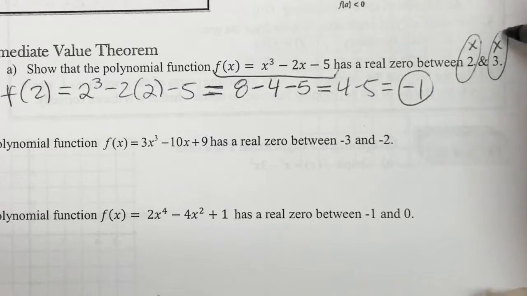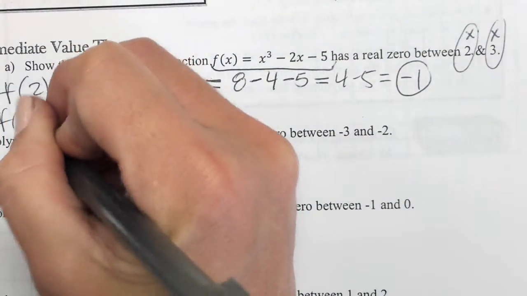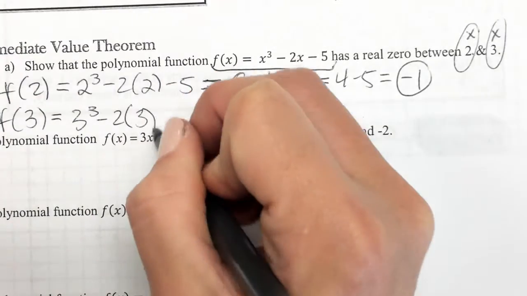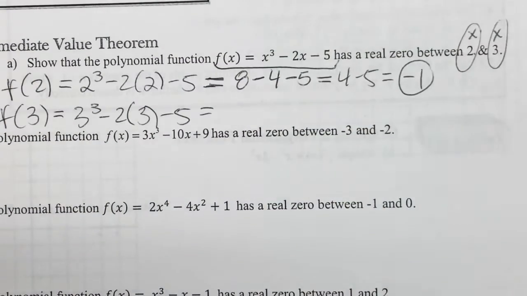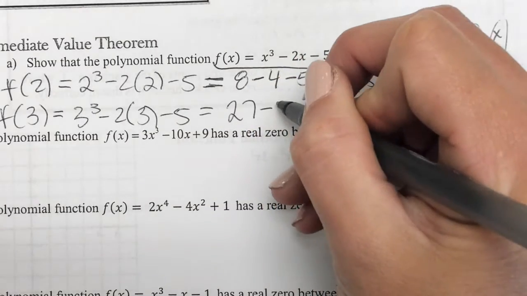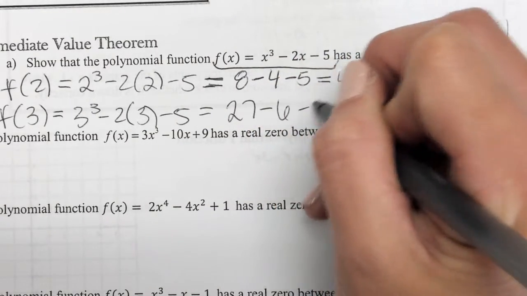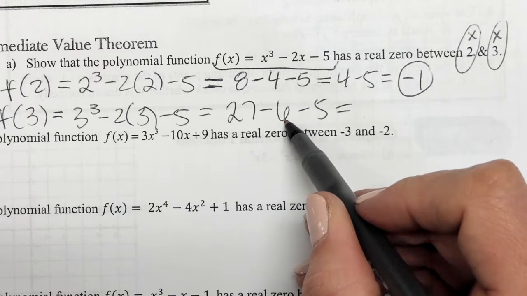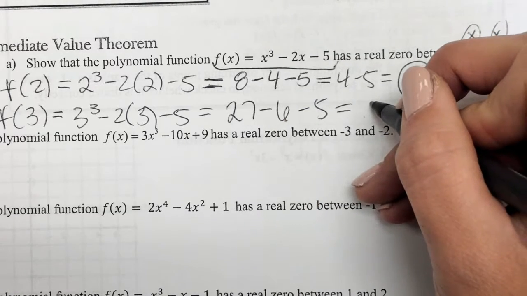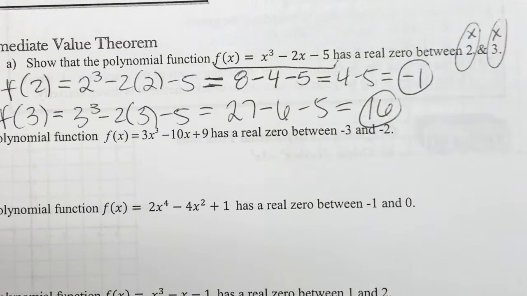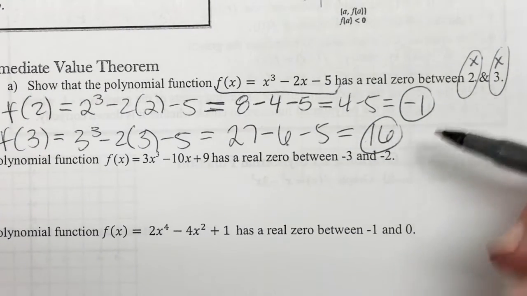Now we need to find the y value at 3. So again, just plugging it in for x. Alright, let's see if y'all know 3 cubed. 27. Yes, 27 minus what? 6. Minus 5. So 27 minus 6 would give us what? Minus 5? 16. That's correct.